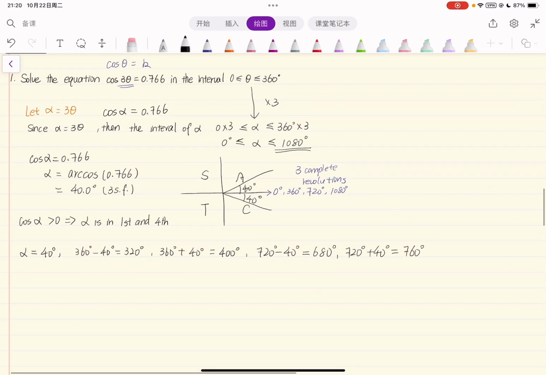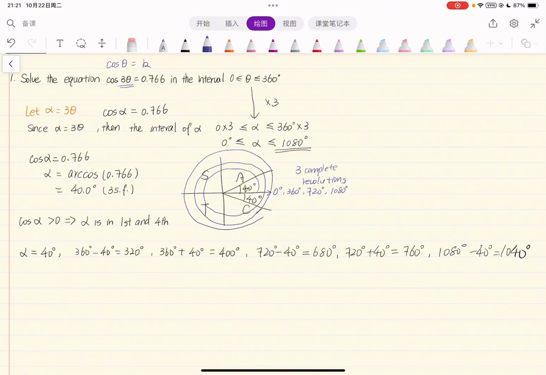And also we have 1080 degrees minus 40 degrees. That equals 1040 degrees. This is the angle where we complete 2 revolutions and nearly complete the third revolution. Yeah, this is 720 minus, and another revolution. Yeah, like that.